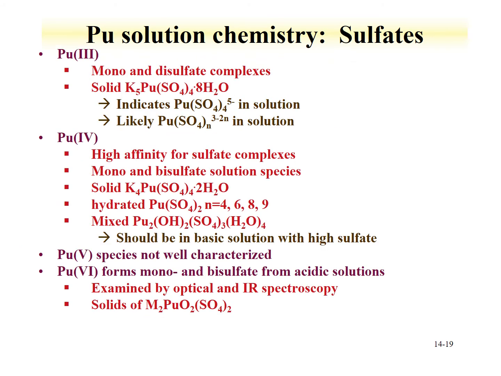A range of plutonium sulfates have been evaluated, including plutonium-3, where you get mono and disulfate complexes. The solid potassium plutonium sulfates with water have been prepared. Plutonium-4 has high affinity for sulfate complexes. Again, both mono and bis sulfate complex solution species have been formed. The plutonium-5 species is not well characterized, and like the plutonium-4, the 6 forms the mono and bisulfate from acidic solutions. And this compound has been examined by both optical and IR spectroscopy with solid plutonium species produced.